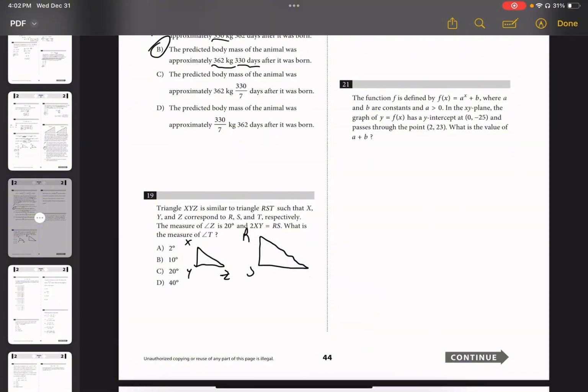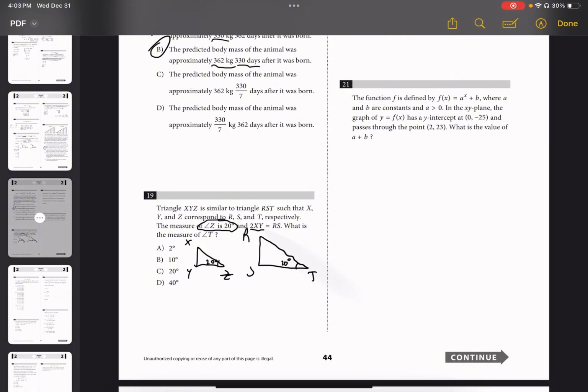So we know that angle Z is 20 degrees. I did this in kind of an opposite order. I wrote the angle for T first, when I should have written it for Z. So we have Z given to us, which is 20 degrees. And since the triangles are similar, T is also going to be 20 degrees.